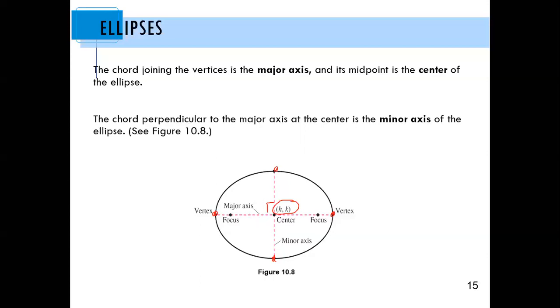And so we're just specifying various distinctives of the ellipse, like the foci, vertices, and major and minor axes. These are all things that we'll make reference to later on. Any questions on that so far?